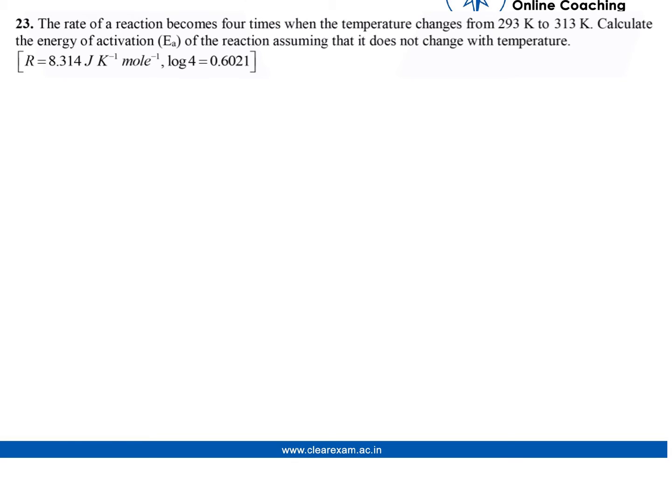Question number 23. The rate of reaction becomes 4 times when the temperature changes from 293 K to 313 K. Calculate the energy of activation, Ea, of the reaction, assuming that it does not change with temperature. Given are the value of R and the value of log 4.